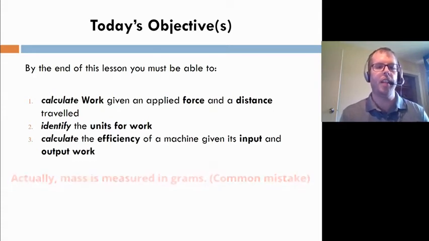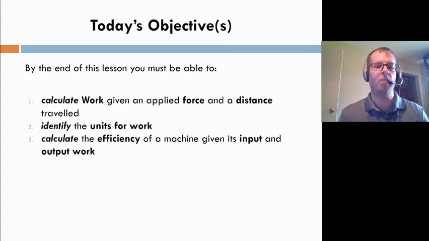And then lastly, today we'll talk about calculating the efficiency of a machine given its input and output work. This will be similar to the efficiency calculations that you did the last day in order to figure out the efficiency of a machine by looking at its mechanical advantage and its speed ratio. The calculations will be based today on input and output work, and so it's just another way to calculate efficiency, or another way to calculate how much energy is lost due to frictional forces.